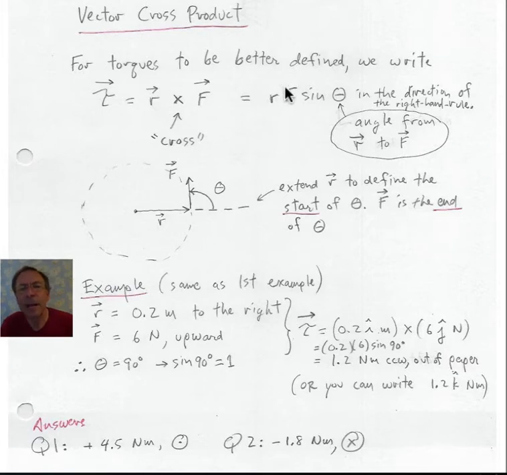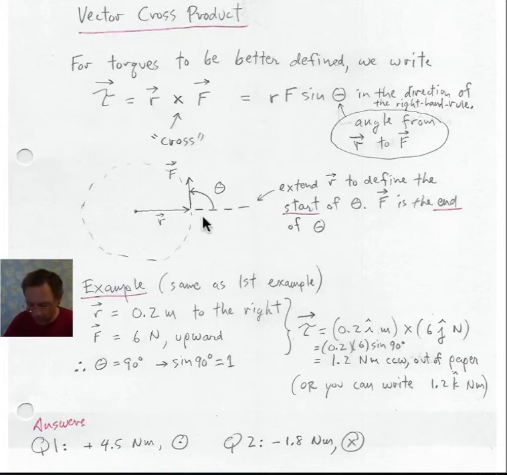You have to take the magnitude of F and multiply by the sine of the angle between the two vectors. And the order that you think of the vectors matters. In other words, it's the angle from the R vector to the F vector, and you've got to be doing it in a way compatible with the right-hand rule.